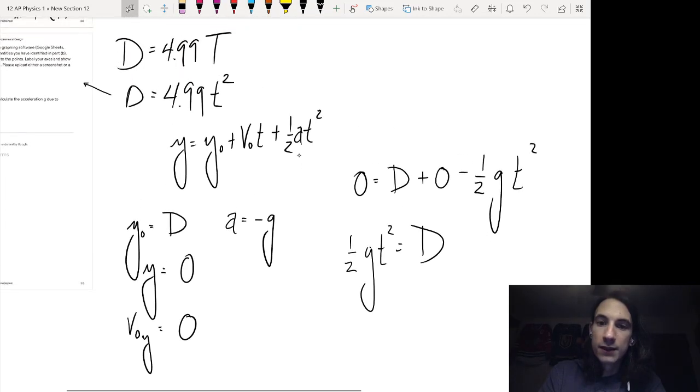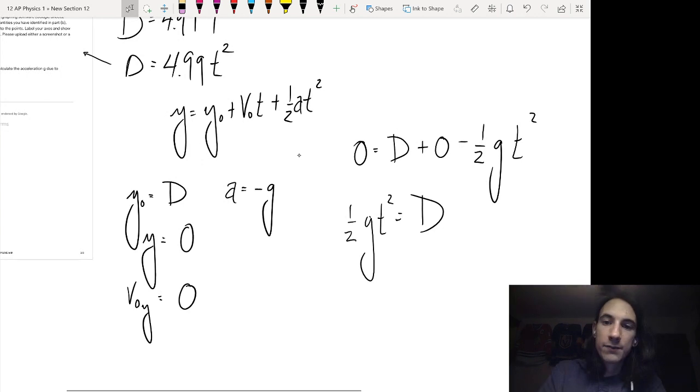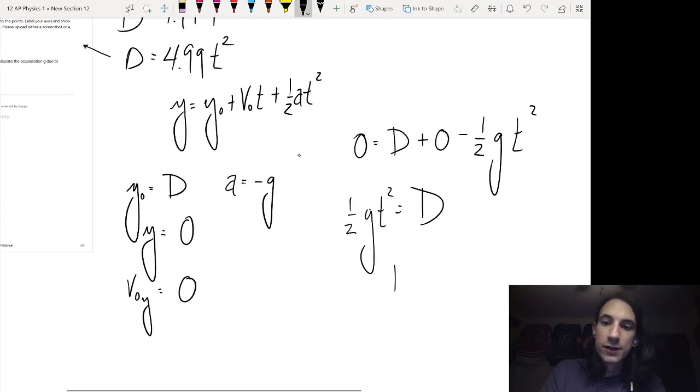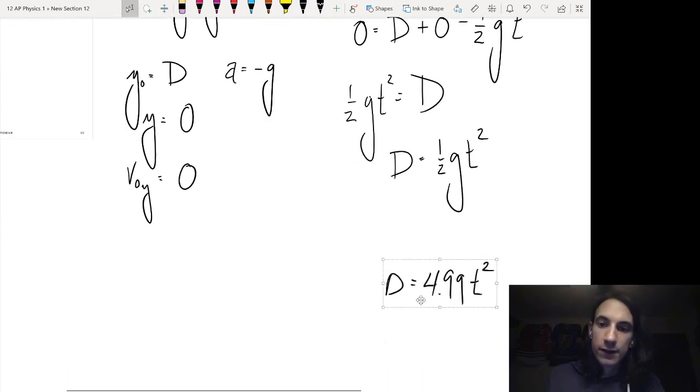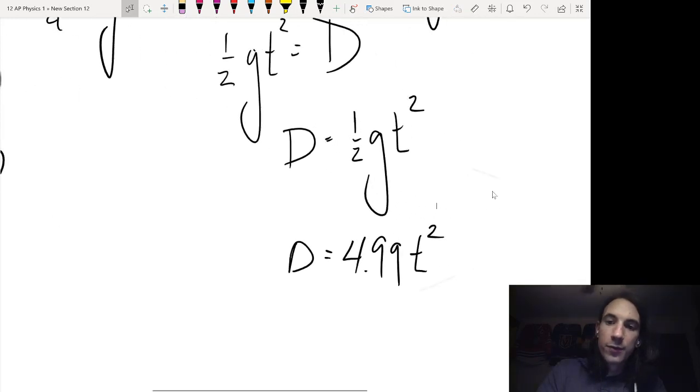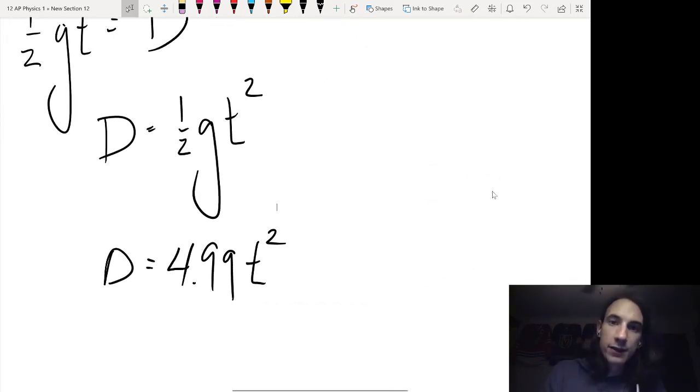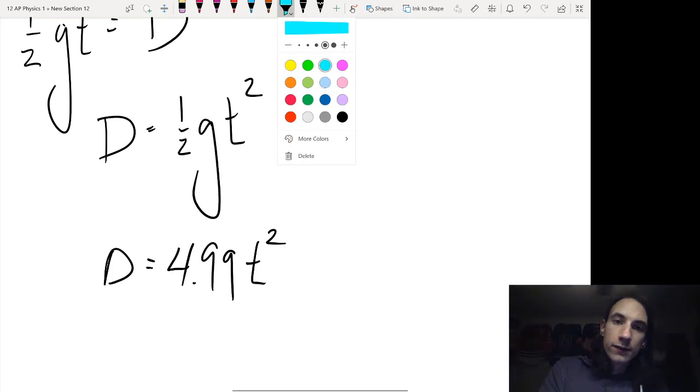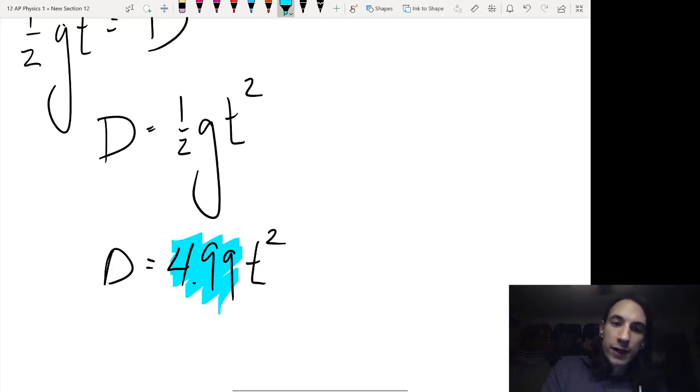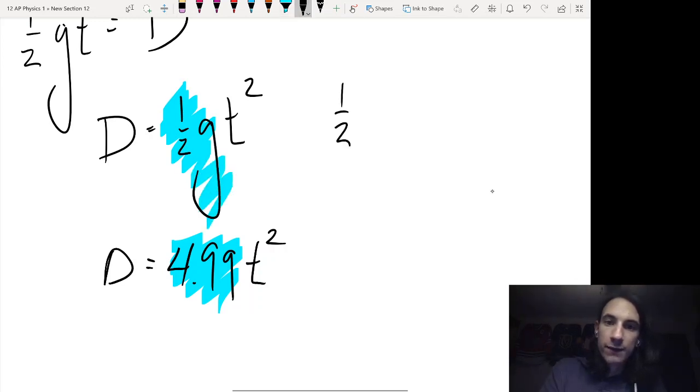And then I can make this look like my equation based on my line of best fit. So d is equal to 1/2 g t squared. We can compare it to what we found when we linearized our data. Our data told us that d is equal to 4.99 t squared. If we compare these, it looks like our slope, 4.99, is 1/2 g. So 1/2 g is equal to 4.99.